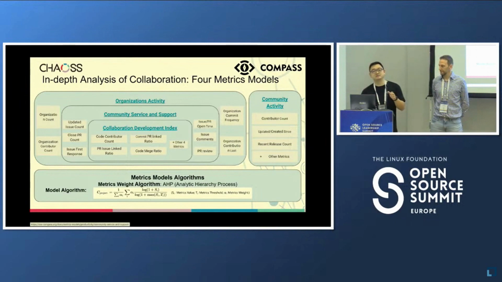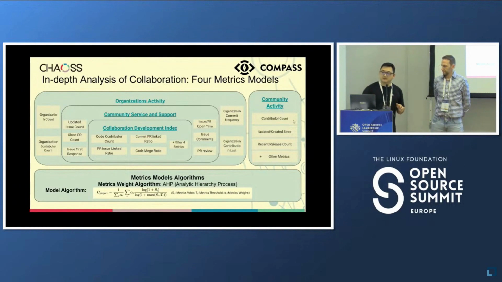And also we have the first one, we call it community activity. It's a relatively comprehensive metrics model. We use this metrics model to give an overview evaluation of the whole community. So currently we have four metrics models in total.